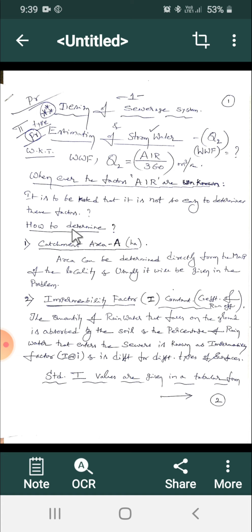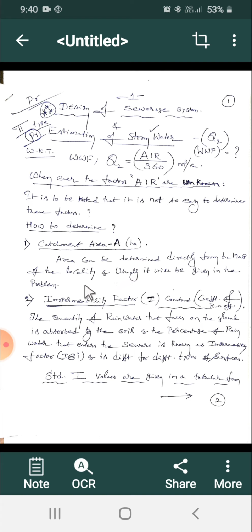Now let us start how to determine. Let us start one by one. Number one is A, that is called the catchment area. What is the unit of catchment area? It is hectares. Remember it. Now I am going to read it: area can be determined directly from the map of the locality and usually it will be given in the problem.